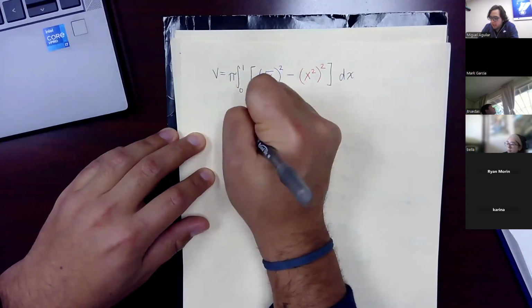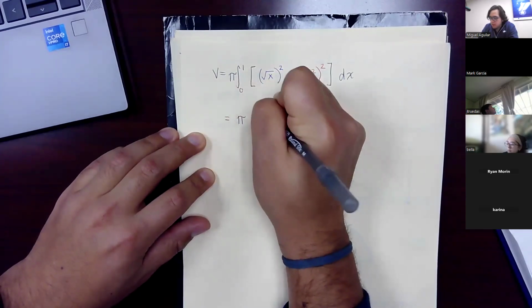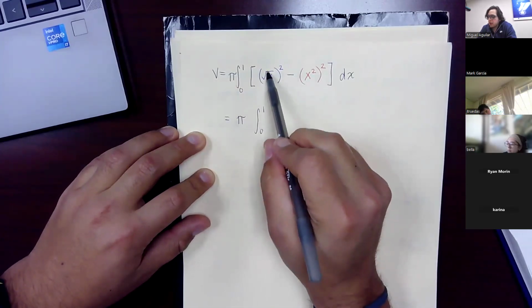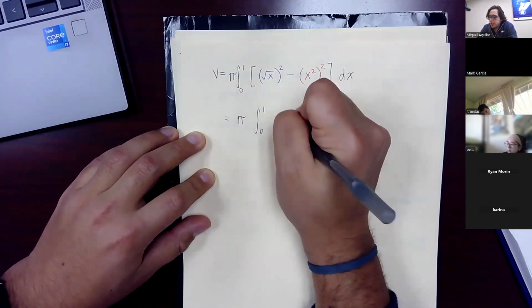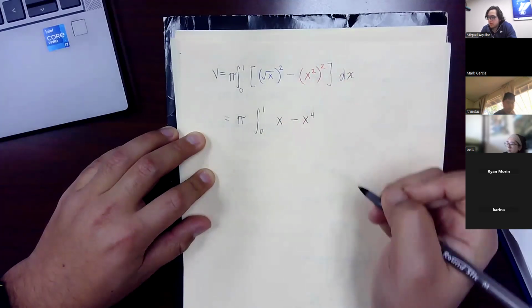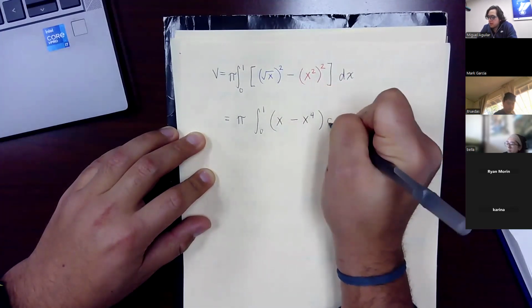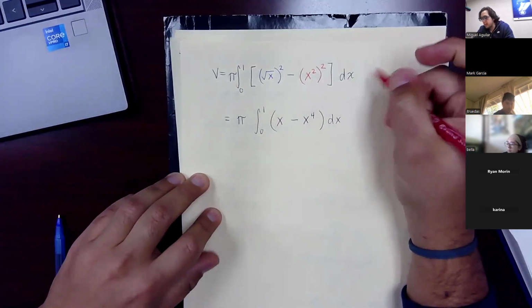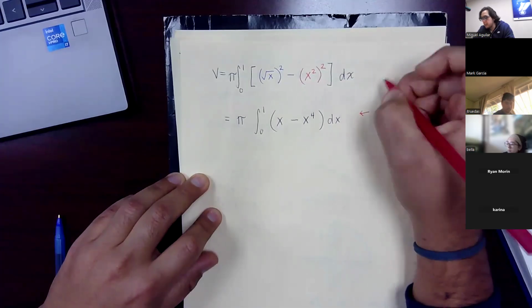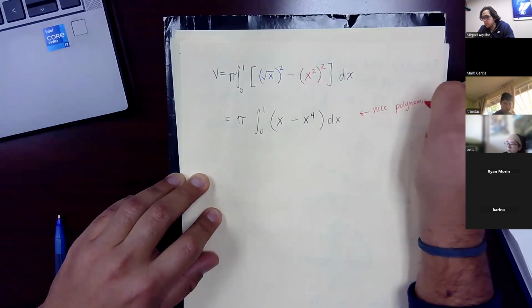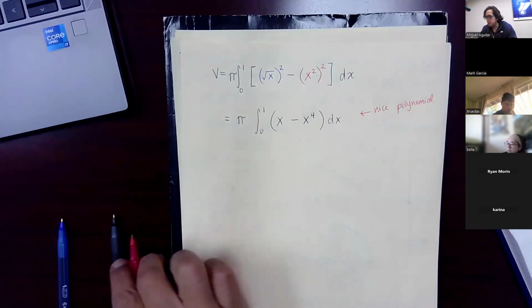So that's going to be pi integrated from 0 to 1. And then at least inside of the brackets here, the square root of x squared is just going to be an x, minus x to the fourth dx. And thankfully, again, the calculus is the easy part of this. This is a nice looking polynomial function, so we can take the integral in a pretty straightforward manner.